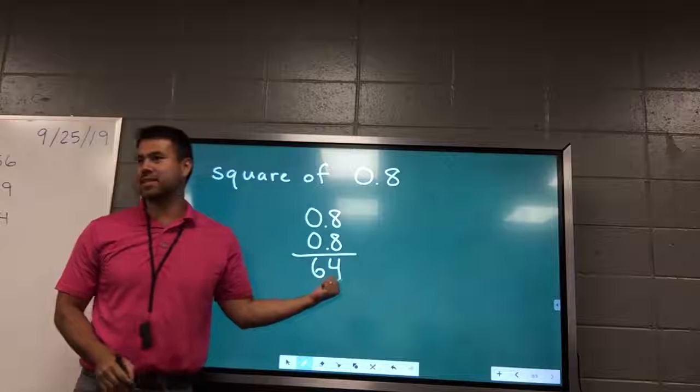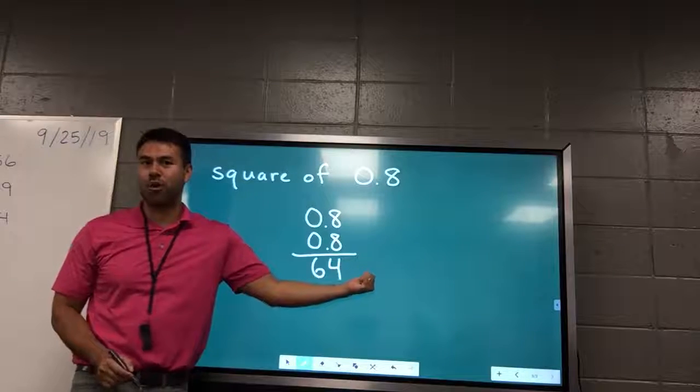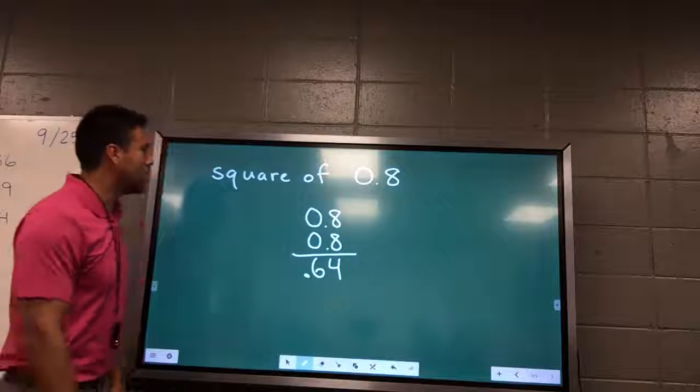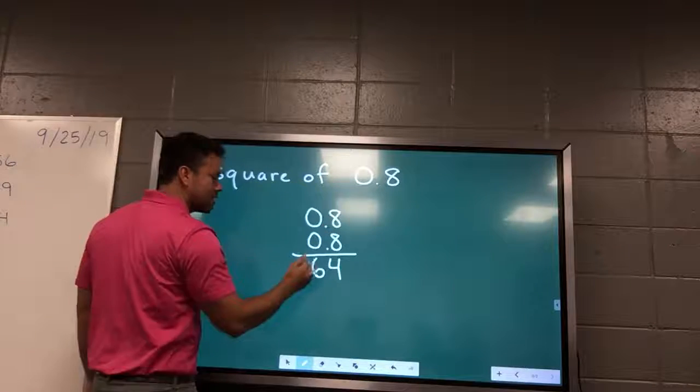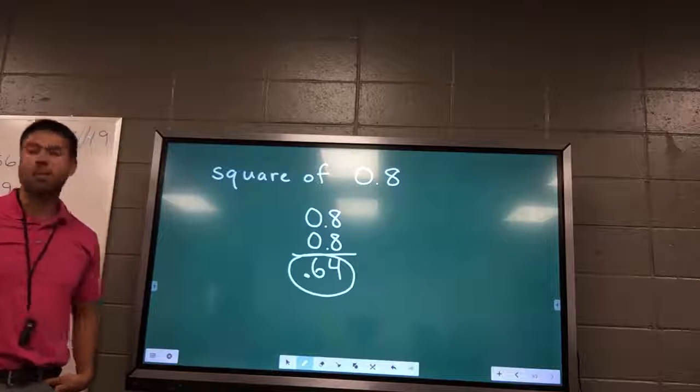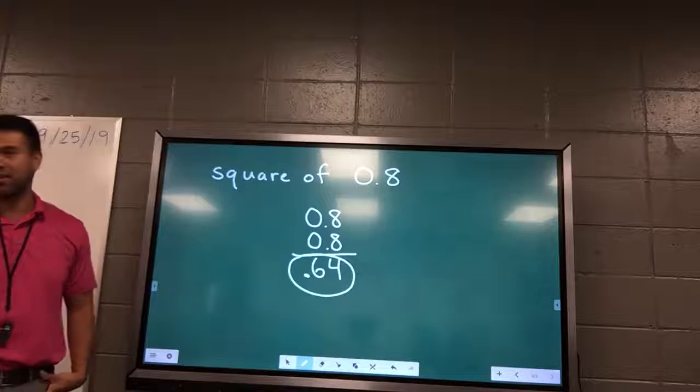Doesn't go between the 6 and the 4. It doesn't go after the 4. It goes before the 6. So what's the square of 8/10? 64 hundredths. The decimal point matters. Please don't get that wrong.